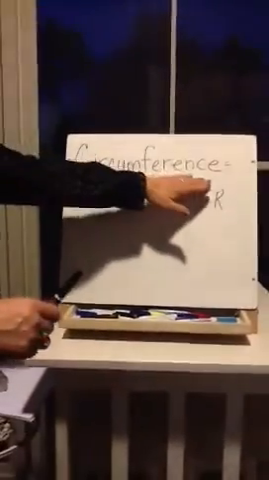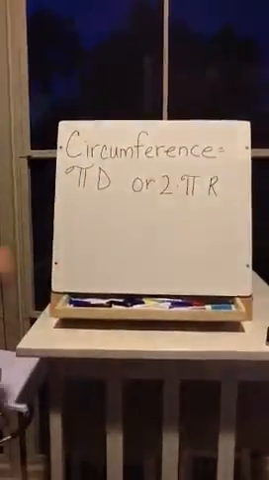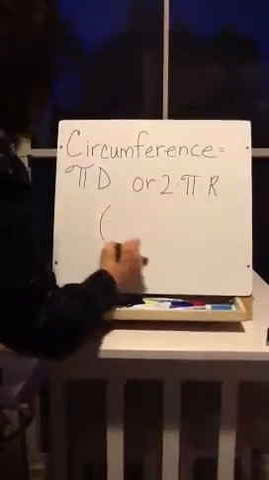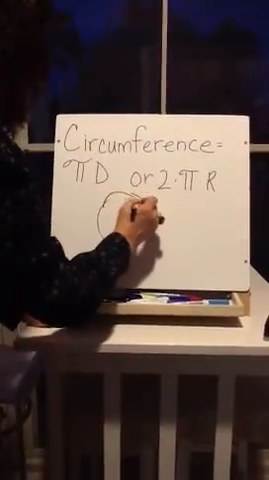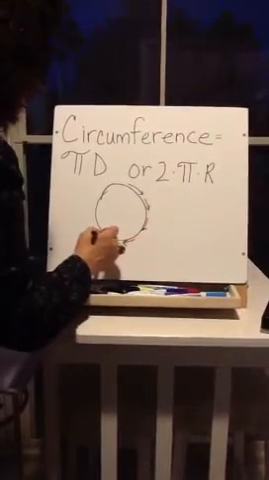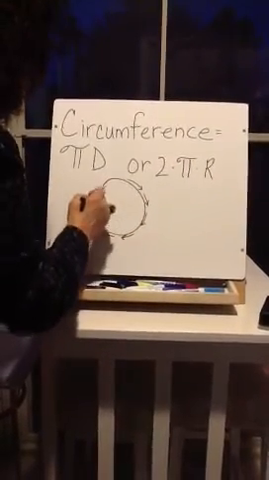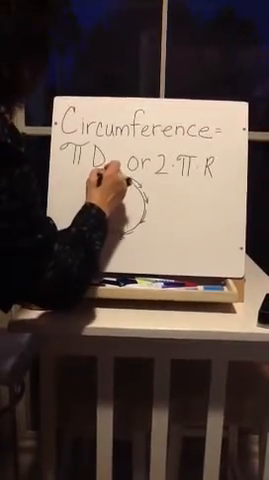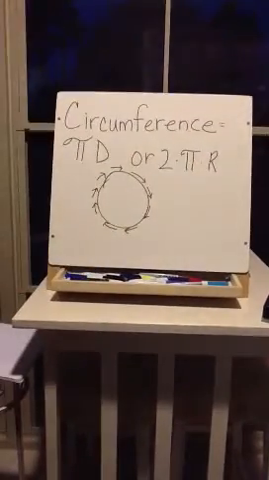Okay, over here I have the word circumference written. The word circumference refers to the distance around the circle. Just like the perimeter of a polygon, this is the circumference. It's the distance all around the circle.